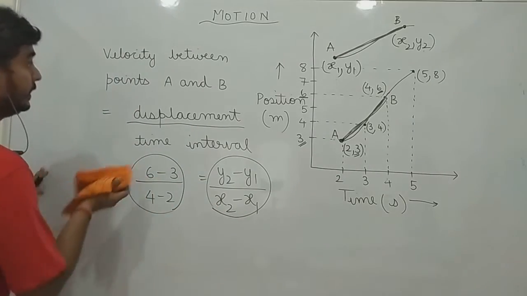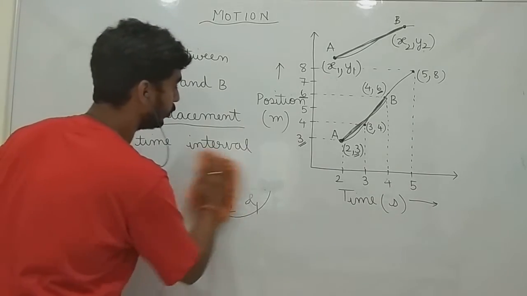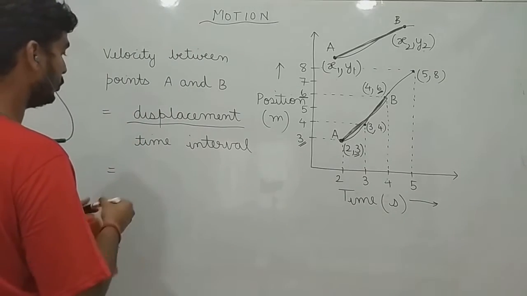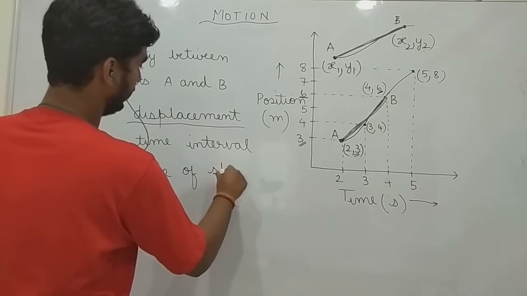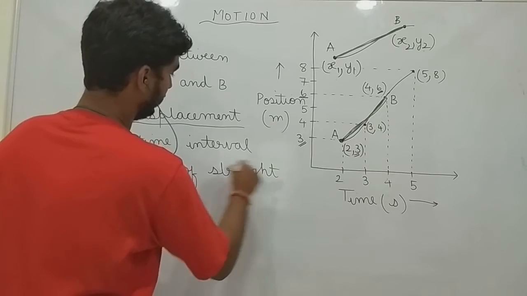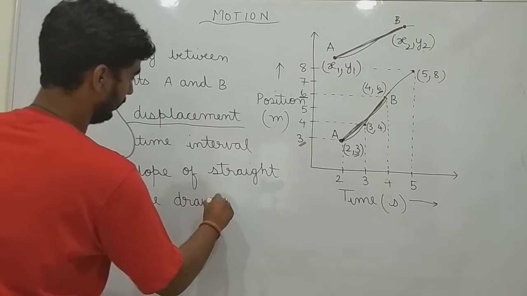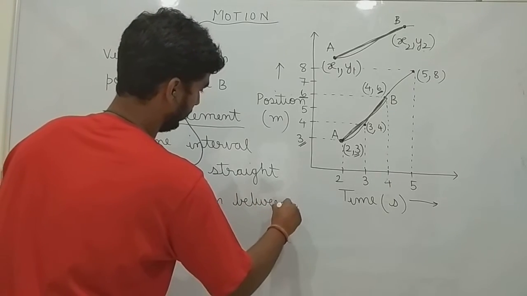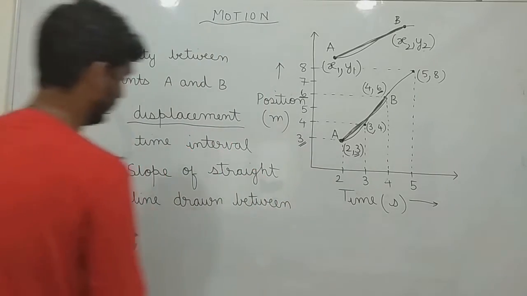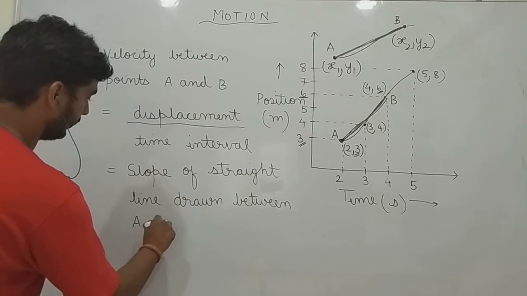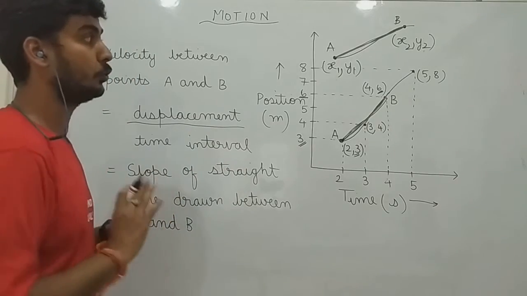So let us write this. Velocity between A and B is given by displacement divided by time interval, and it is also equal to the slope of the straight line drawn between the points which you are asked. Suppose here you are asked to find the velocity between A and B. So you draw the straight line between A and B and find the slope of that straight line.